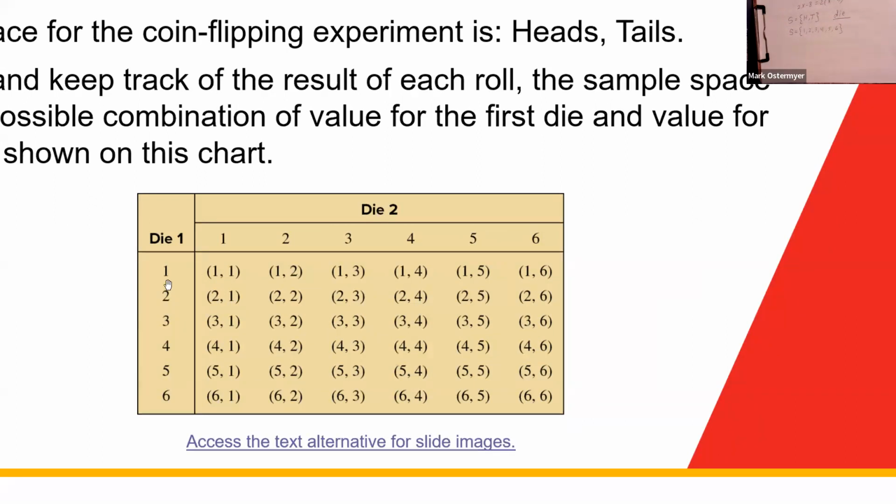For instance, you could roll a 1 on die 1 and a 1 on die 2, or a 1 on die 1 and a 2 on die 2, or a 1 on die 1 and a 3 on die 2, a 1 on die 1 and a 4 on die 2, and so on. So there are 36 possible outcomes when you roll two dice. If you have the dice labeled as die 1 versus die 2, or if you roll one die 2 times, there would be 36 possible outcomes. That makes sense.